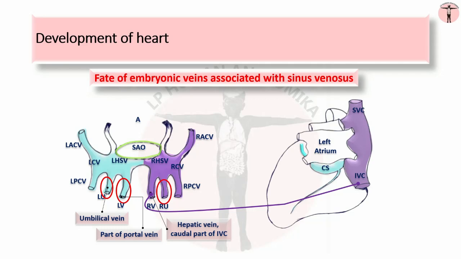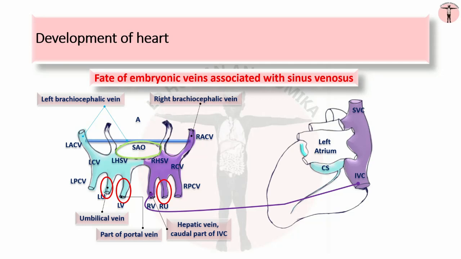The 2 anterior cardinal veins anastomose with each other. Left cardinal vein above the anastomosis and the anastomotic channel give rise to the left brachiocephalic vein. The rest degenerates. The right anterior cardinal vein above the anastomosis gives rise to the right brachiocephalic vein and below the anastomosis develops into part of superior vena cava.